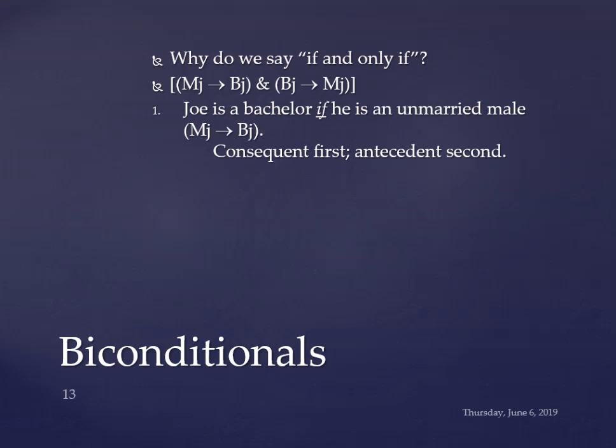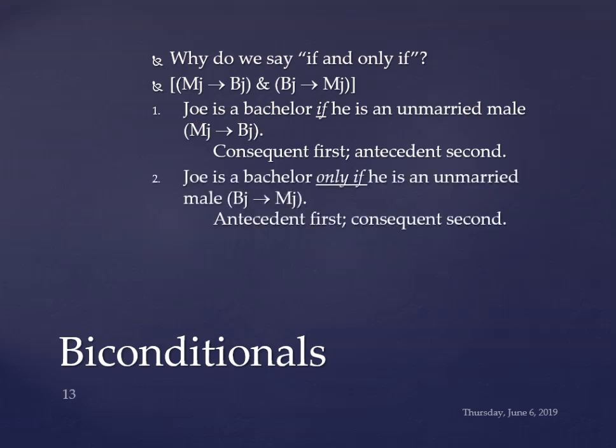Here's where it gets really weird though. It's completely backwards when you say Joe is a bachelor only if he's an unmarried male. Joe's bachelorhood is being mentioned first again in English, just like it is up here, and his unmarried maleness is being mentioned second, just like it is up here. But it's backwards. This part now is the antecedent, and this part is the consequent. You might be wondering, what the heck? Why do we say this? Why does it look like that?